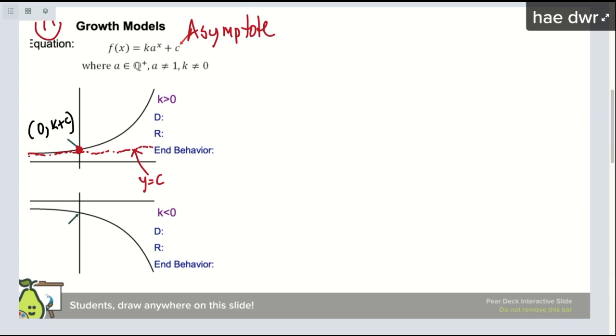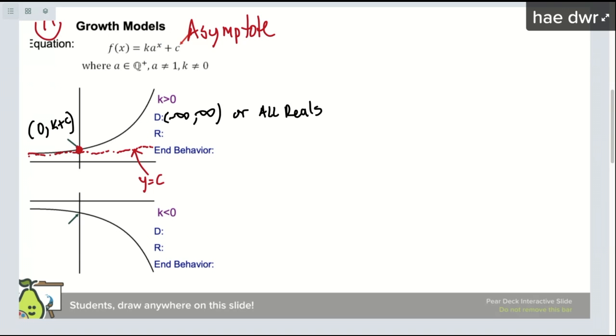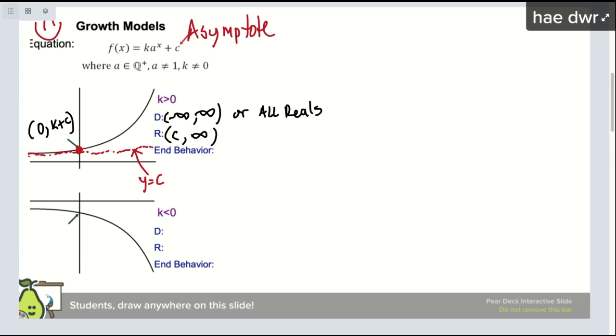And so when k is bigger than 0, you can see here our domain is going to be negative infinity to infinity. Or if you want to get fancy, you can say all reals. For our range, because we have an asymptote here, we can't cross our asymptote. So we're starting wherever the asymptote is. So it's going to be c, and then it goes up to infinity because it's growth.